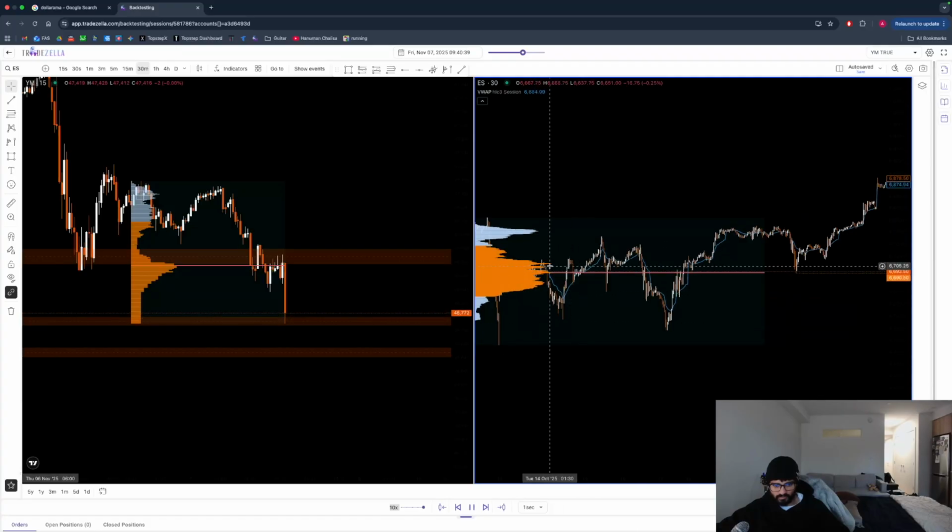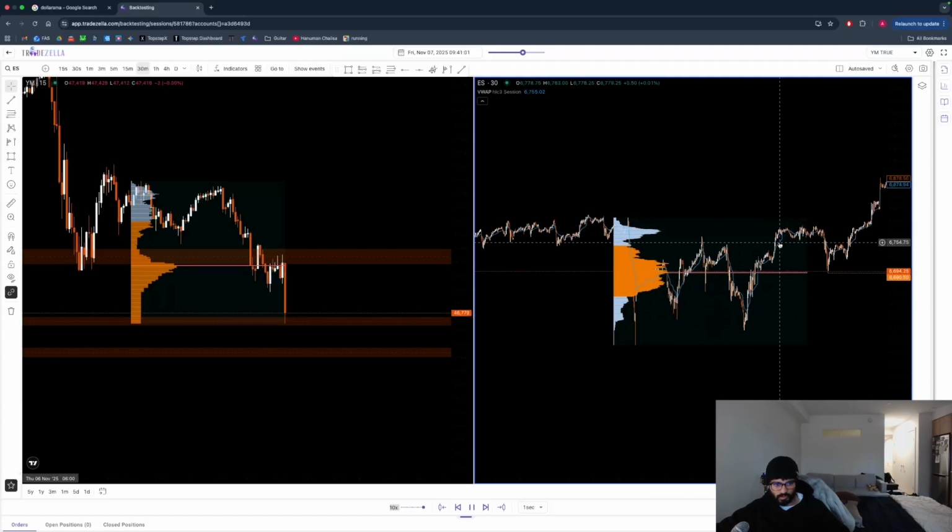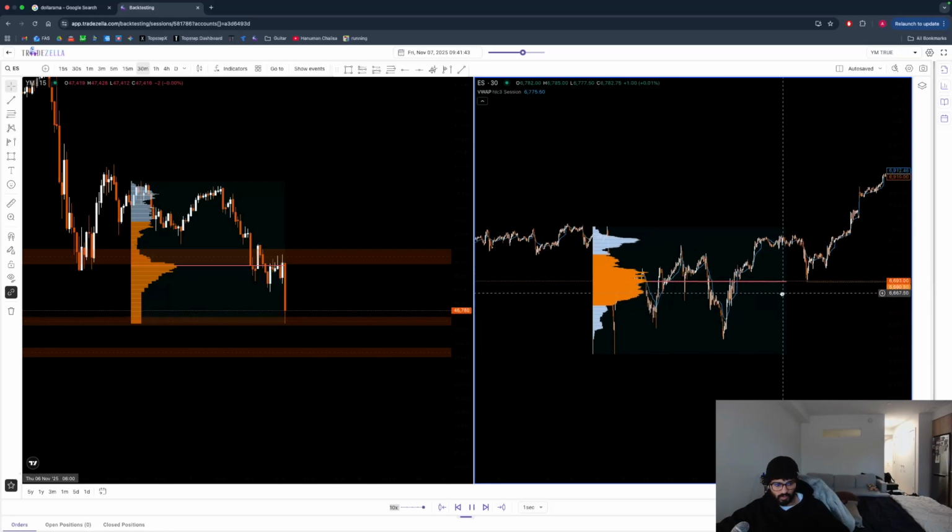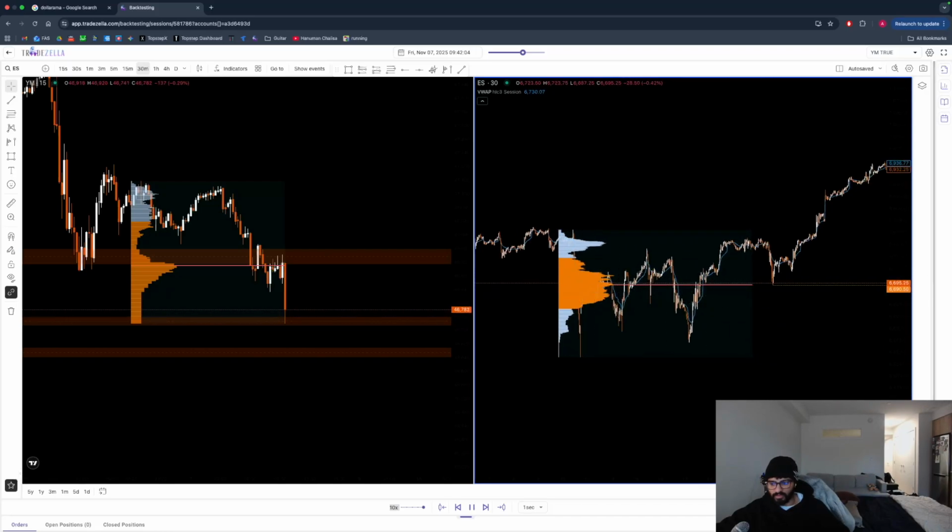So you can see this was kind of fair value in this weekly region. This is from Thursday the 9th until the 21st, so basically two weeks. This was fair value.